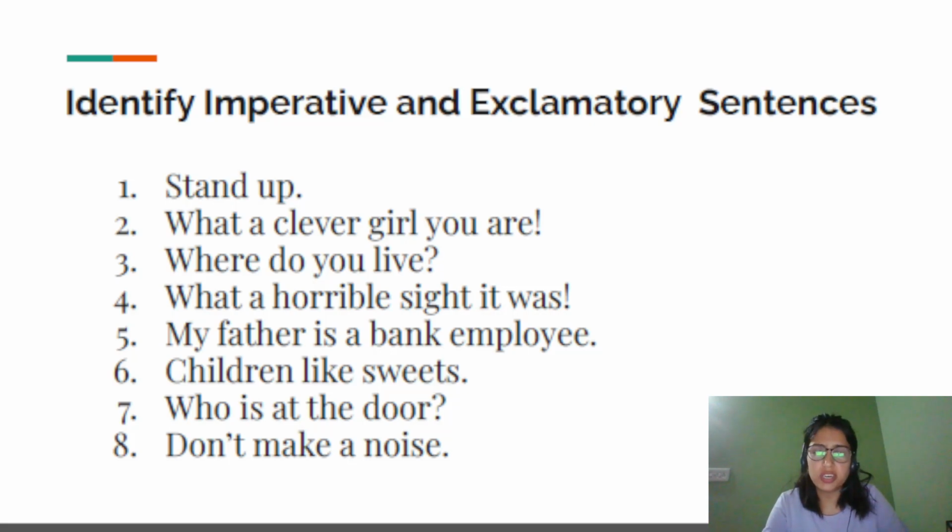So, what a clever girl you are. It should be under the category of exclamatory sentence. Why? Because it is ending with a sign of exclamation, and the feelings are also being expressed. Someone is expressing what they feel about the girl in front of them, what a clever girl you are. So feelings are being expressed, and that makes it an exclamatory sentence basically.